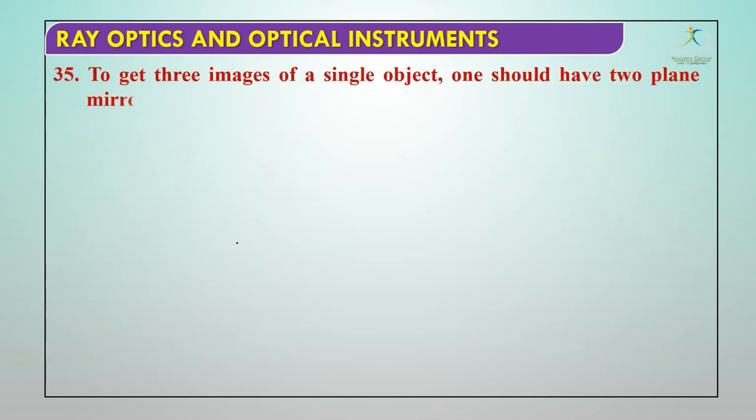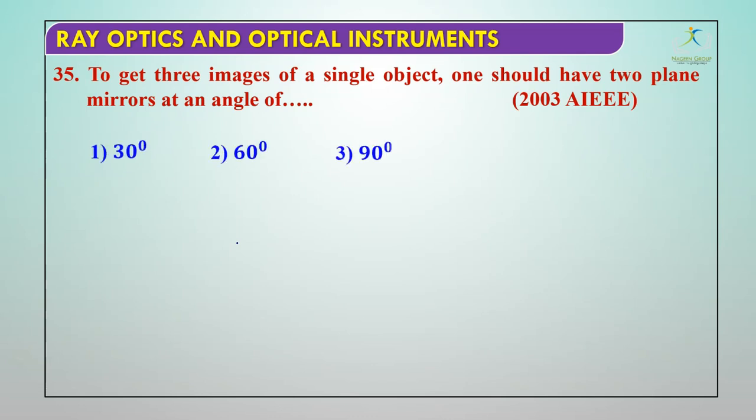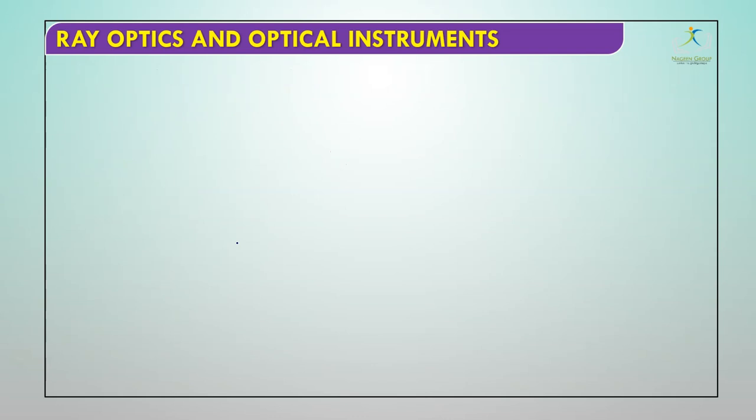Next question: to get three images of a single object, one should have two plane mirrors at an angle of 30 degree, 60 degree, 90 degree, 120 degree. Solution: we have n is equal to 360 by theta minus 1. We put this value and get the result, 90 degree.